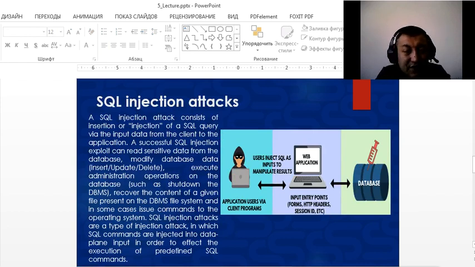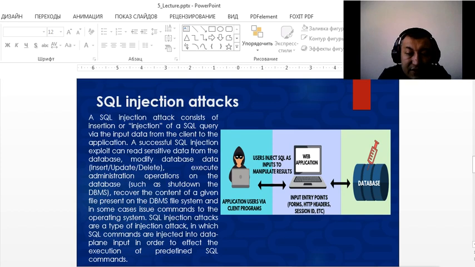SQL injection attacks. SQL injection attacks consist of insertion or injection of a SQL query via the input data from the client to the application. A successful SQL injection exploit can read sensitive data from the database, modify database data, insert, update, delete, execute administration operations on the database, such as shut down the DBMS, recover content of a given file present on the DBMS file system, and in some cases issue commands to the operating system.